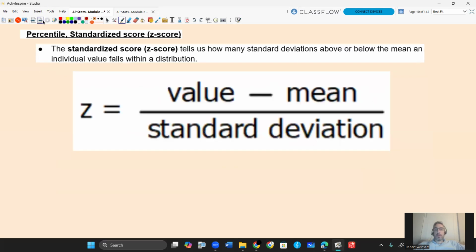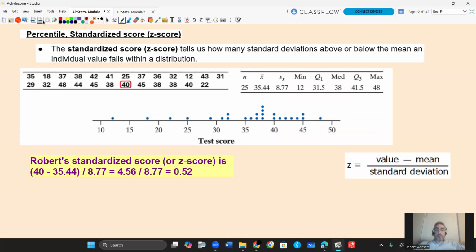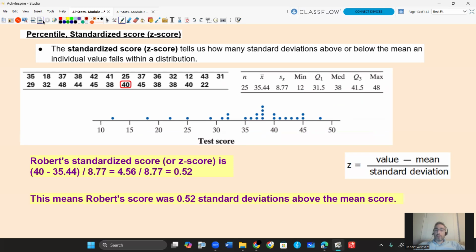We can also calculate something called a z-score, which is a standardized score, and it tells you how many standard deviations above or below the mean you are. In this case, the formula is: you take the value, subtract the mean, and then divide that number by the standard deviation. In the case of Robert, we take that 40, that's his value. We subtract the 35.44, and you get 4.56. Then if you take that and divide by 8.77, you'll get a z-score of roughly 0.52. The interpretation of that is Robert's score was 0.52 standard deviations above the mean.